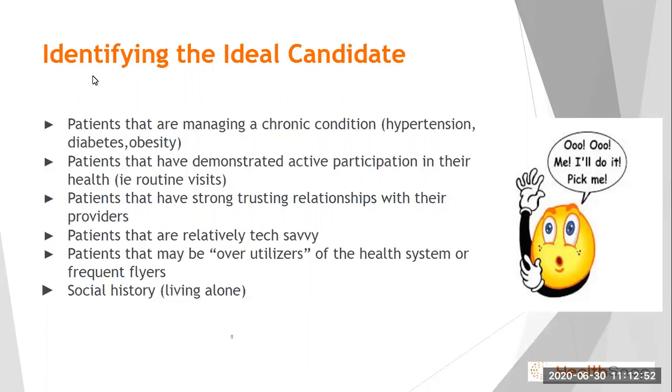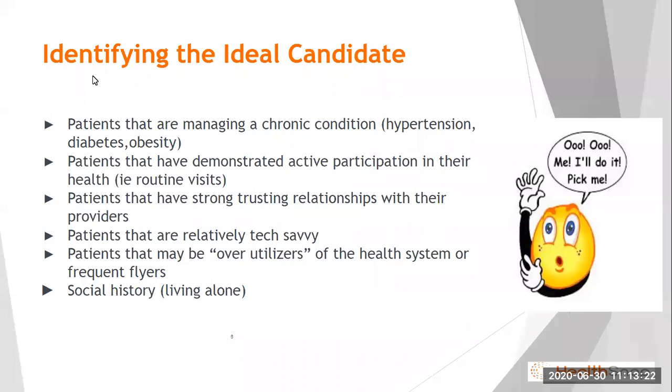We can look at patients that have demonstrated active participation in their health. Those patients that do routine visits, that are going in for their annual physicals and screenings. Those patients that really care about their lab values when they go to the doctor and say, doctor, what was my cholesterol? What was my blood sugar? What was my A1C last time? Those patients are good patients for an RPM program because they want to change their health outcomes and they're interested.